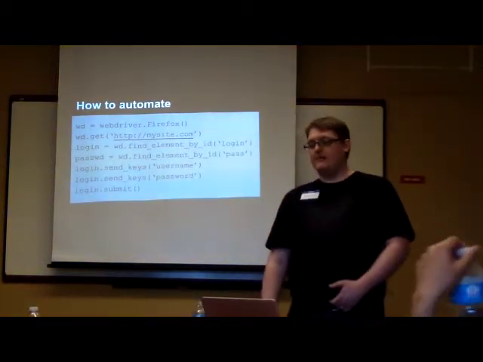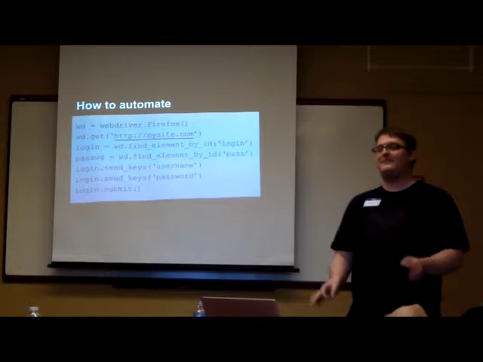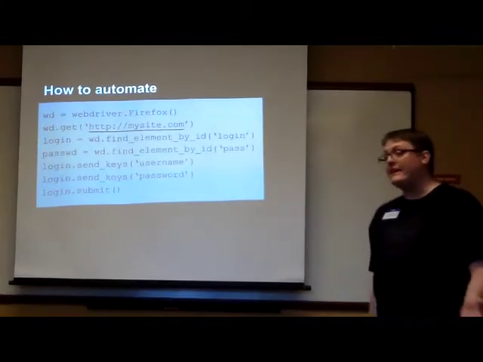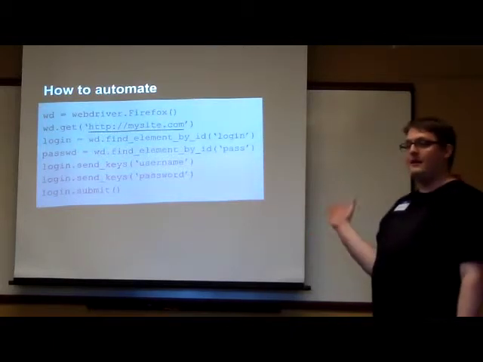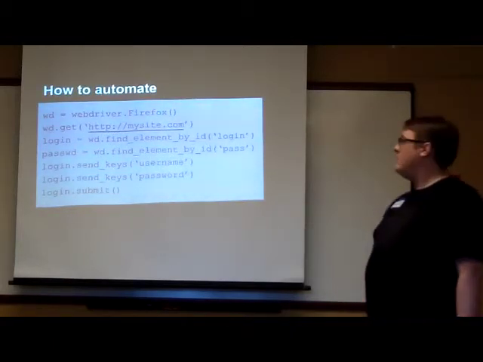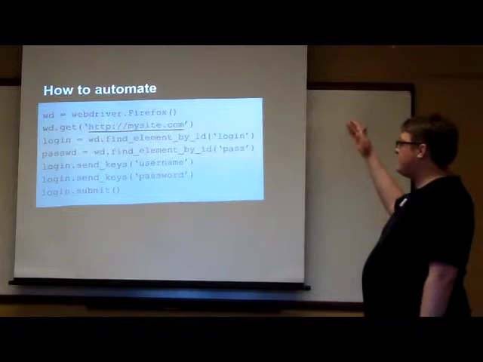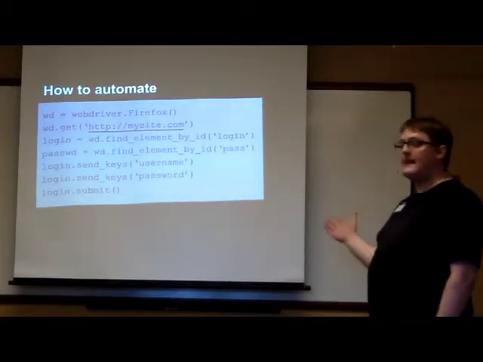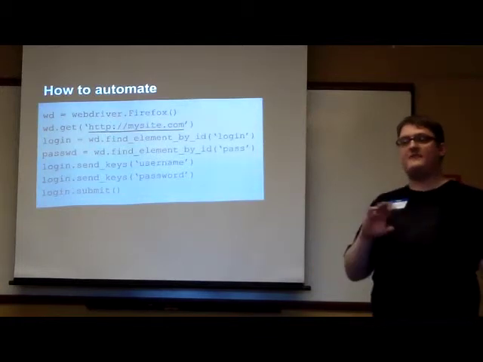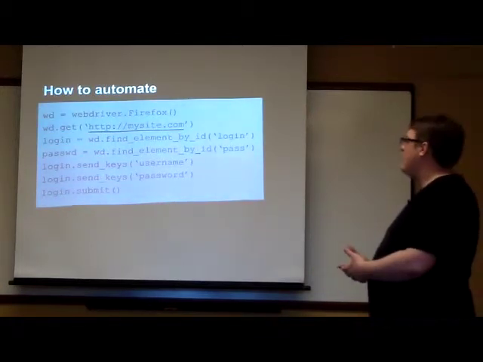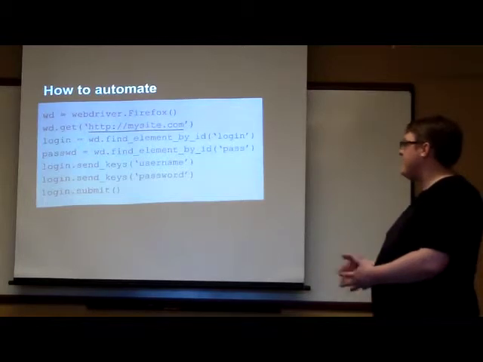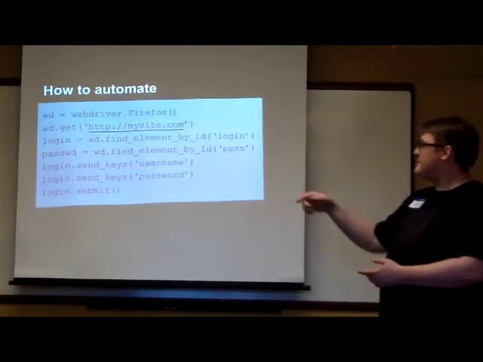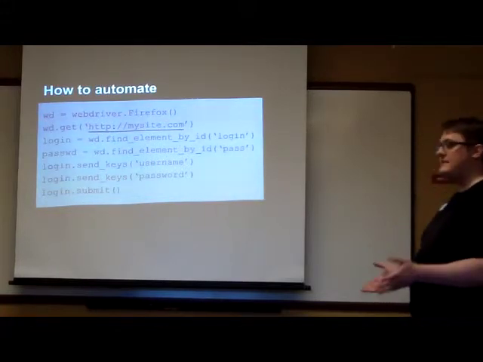So how do you automate? This is a really simplified example. It's in Python of what a test might look like if you were starting to write a Selenium test. So we get a web browser, in this case it's Firefox. We go to a website. We find an element. That's one of the core concepts of Selenium, is finding and manipulating elements. We find two elements, in fact, login and password. And then we send the keys. There's a typo. That second one should say password.sendKeys. And then we submit it.